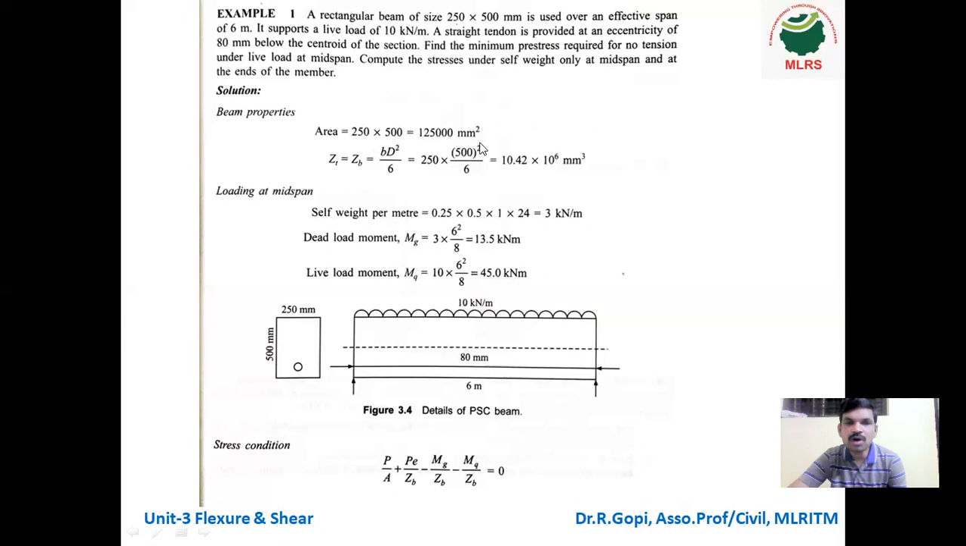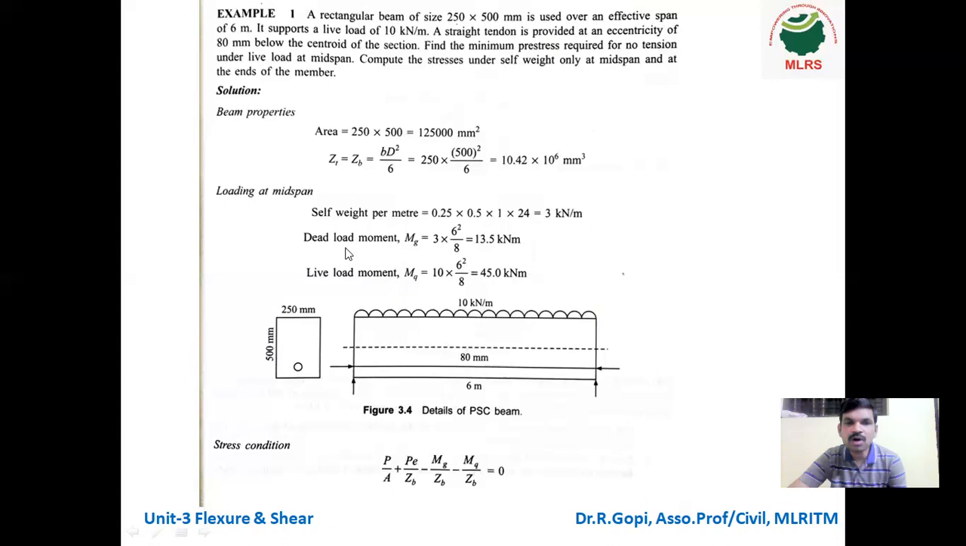So now first write the basic parameters, that is area and Z value. Area, 250 into 500 is the size, and Z value for a rectangular section is BD squared by 6. So B is 250 and D is 500, squared, by 6. So 10.42 into 10 power 6 mm cubed. Next, loading at midspan. At midspan, what is the self weight? 0.25 into 0.5 into 24, where 24 is the density of the concrete, equal to 3 kN per meter.